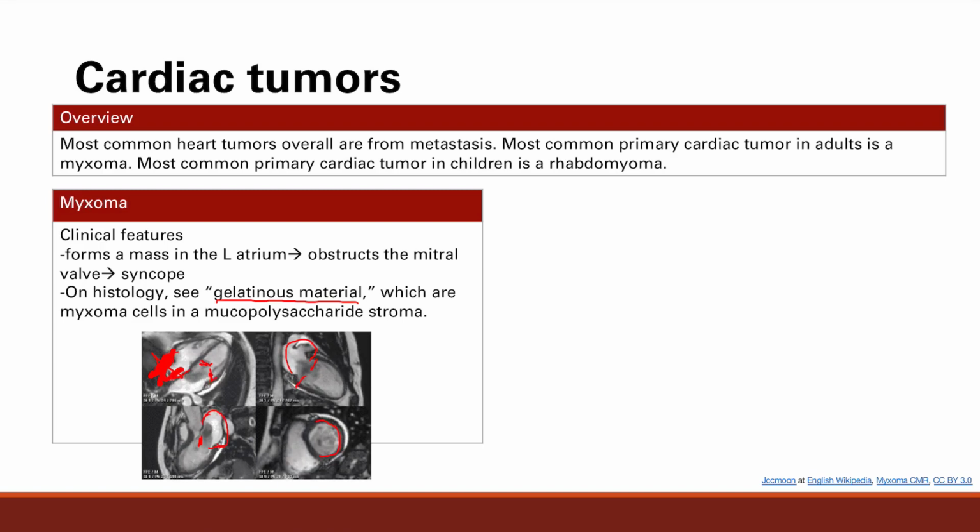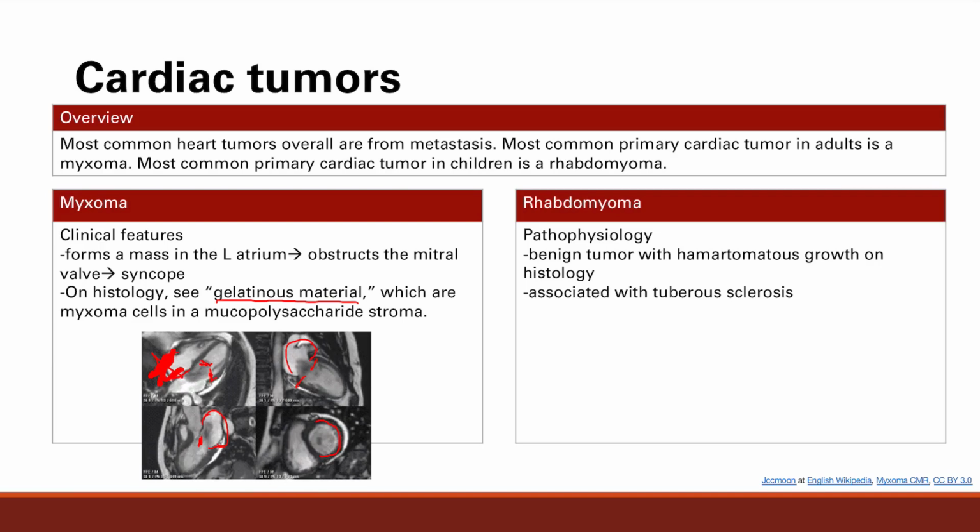The next one is rhabdomyoma. This is a benign tumor with hamartomatous growth on histology. And it's associated with tuberous sclerosis. If you remember, that's from the neural section. And it's a skin and neurologic disorder associated with hamartoma. So you get hamartomas in the skin, you get hamartomas in the brain, and you can also have these rhabdomyomas in the heart. So that's it for our cardiac tumors. Pretty simple, pretty easy.